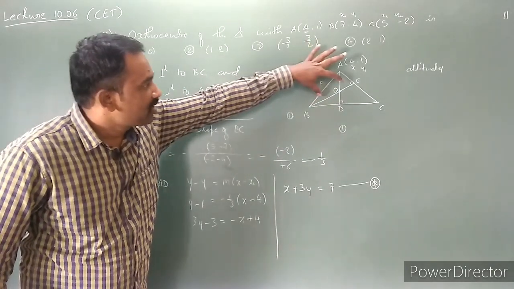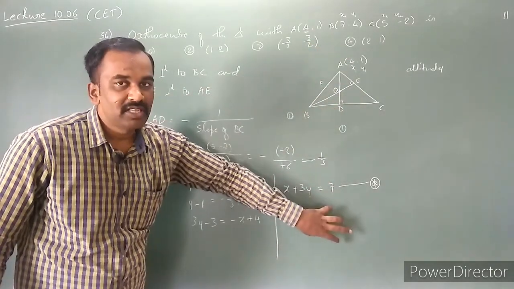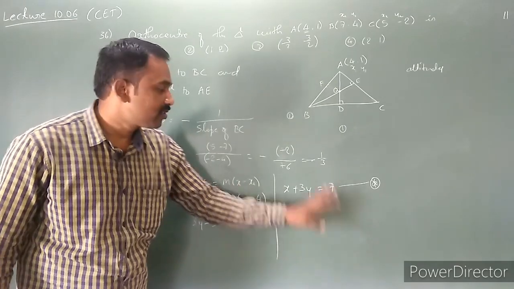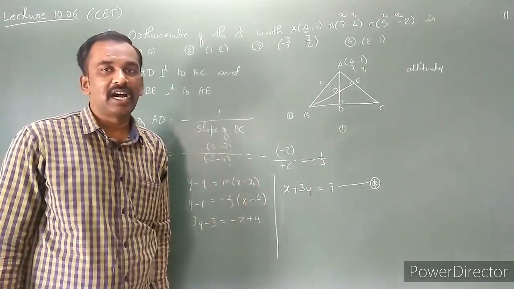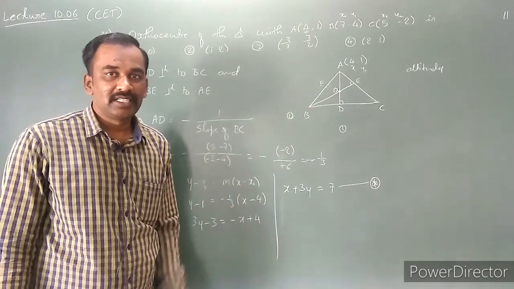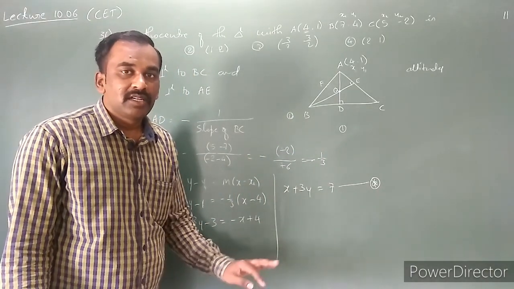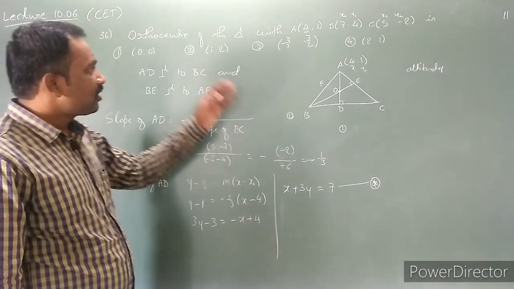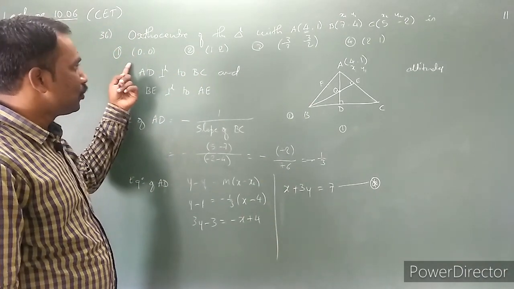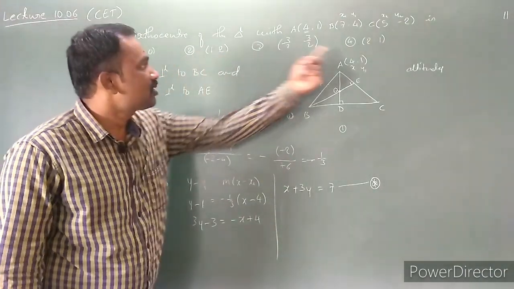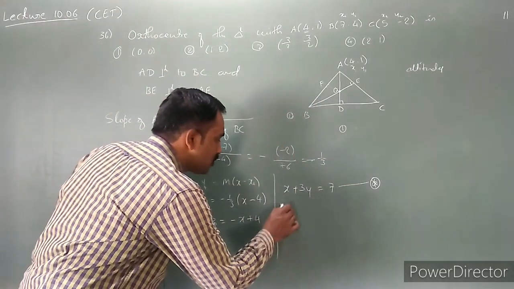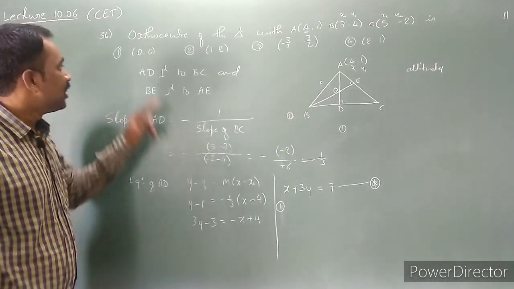Similarly, we can find the equation of BE, then solve them. That is also a line equation. Solving these line equations, we get the orthocenter as the point of intersection, but it takes a little bit of time. For that reason, what I do is I just check the options. Which option is going to verify this one?